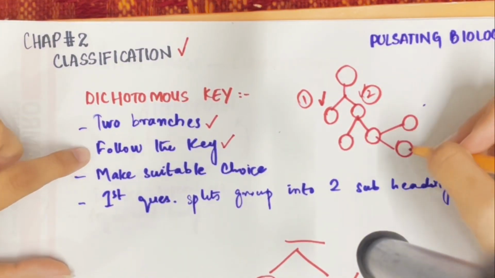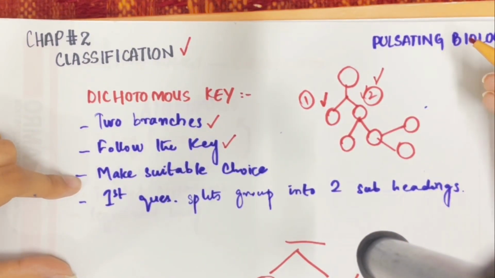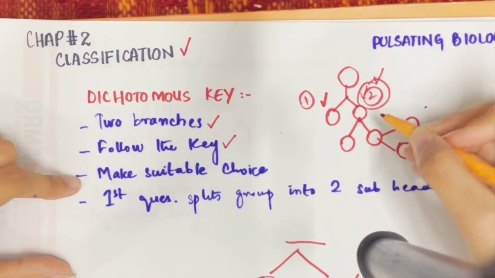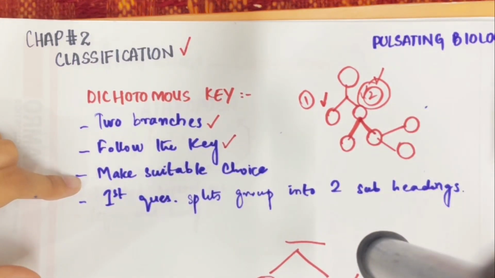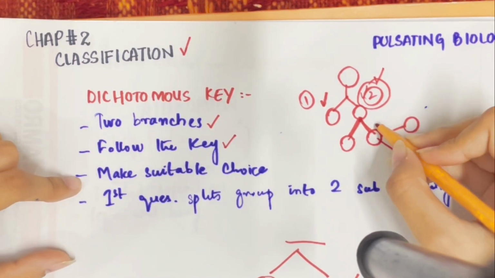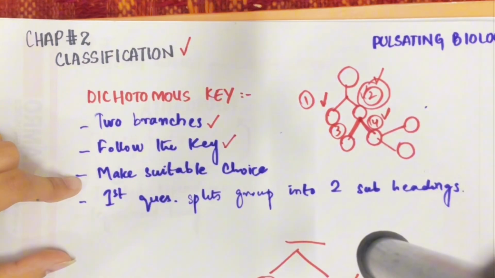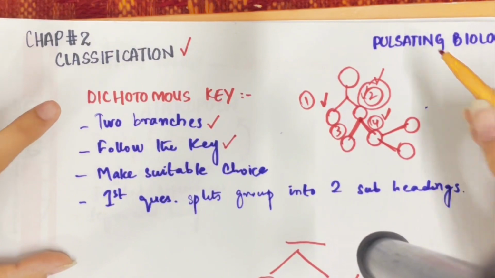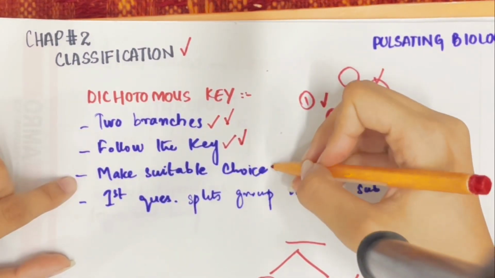You follow the key and make suitable choices. For example, in this one and this two, you choose the term two. Once you choose the term two, it will further be divided into two more. You have to choose another suitable choice and follow the key. Similarly, if you choose this one, this is the 4 and this is the 3. You make the choice and choose 4, then it is again divided into two of them. So, the dichotomous key means there are two branches, it follows the key and you make suitable choices.